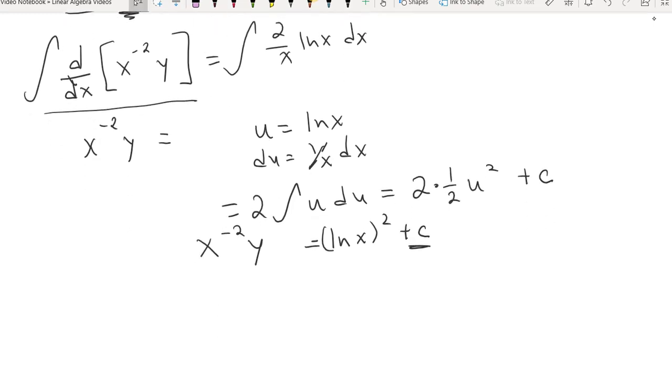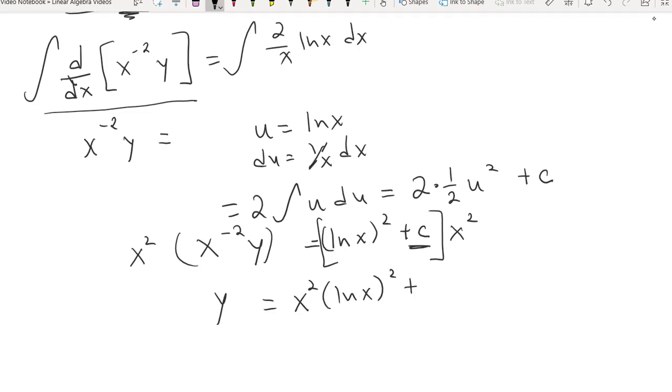Okay, so now all I need to do is multiply by x squared. And that gives me y equals x squared ln x squared plus cx squared, where c is some kind of constant. And that's the general solution. This is my general solution.